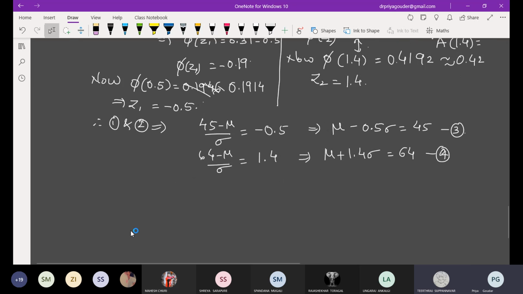Solve it in the calculator. Mu is 50 and sigma is 10. So this is the required mean, 50, and this is the required standard deviation, 10.